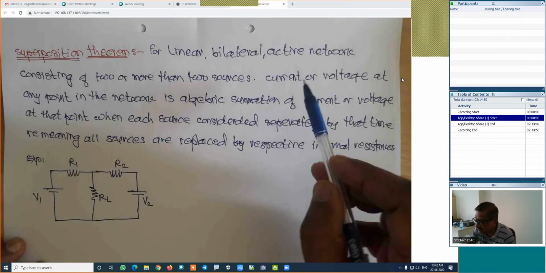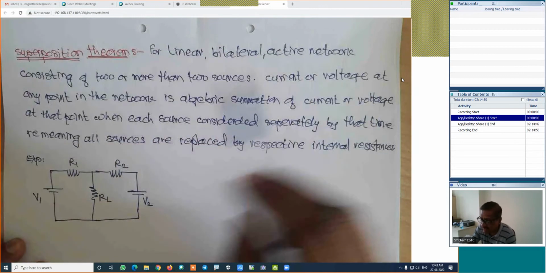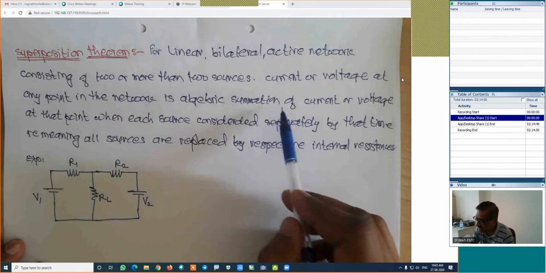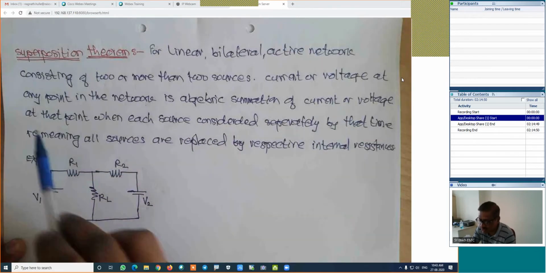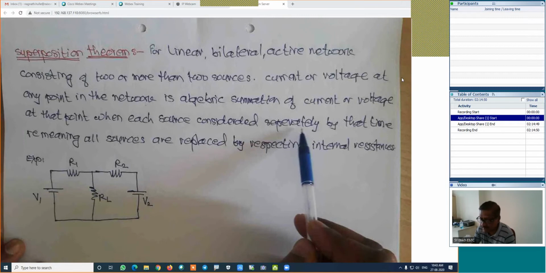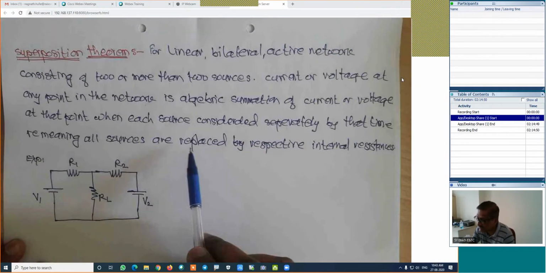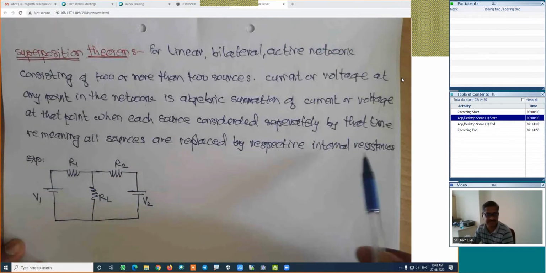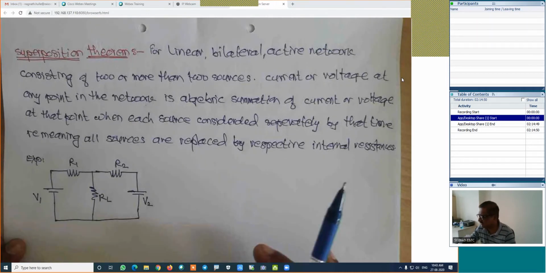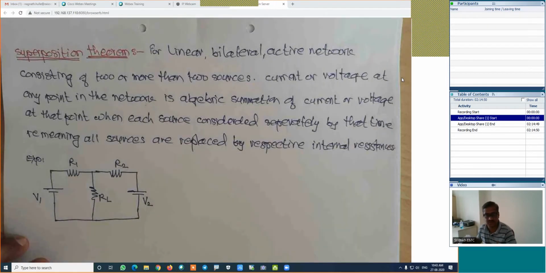What is the theorem? Current or voltage at any point in the network is the algebraic summation of the current or voltage at that point when each source is considered separately. By that time, all remaining sources are replaced by their respective internal resistance. First, I will explain what this theorem means, and then we will try to understand its working principle. I will discuss this theorem with a very simple example.